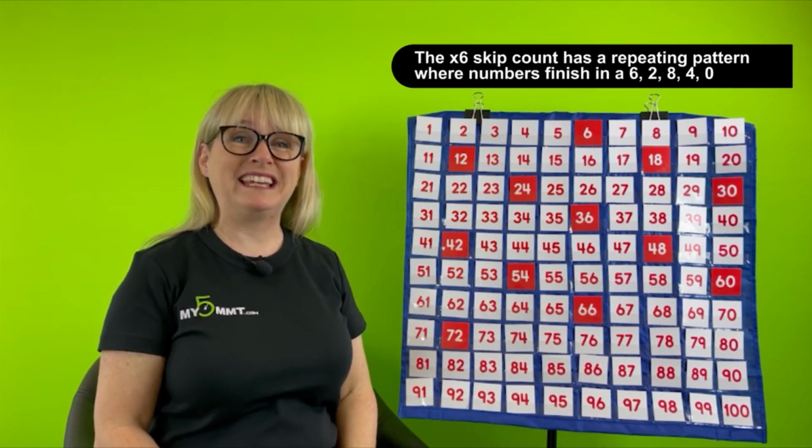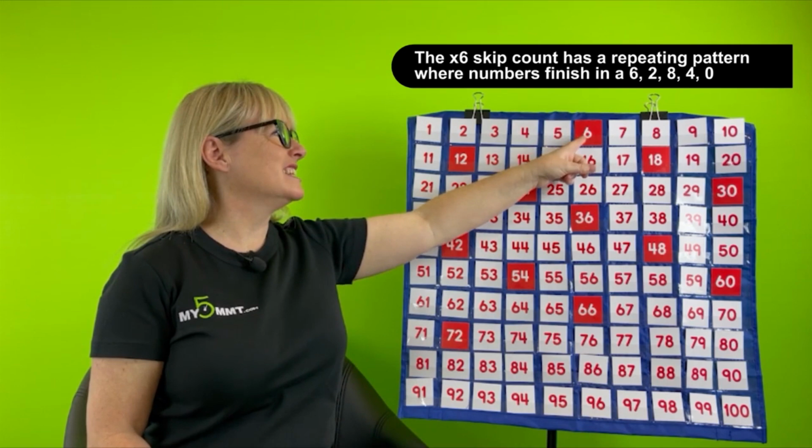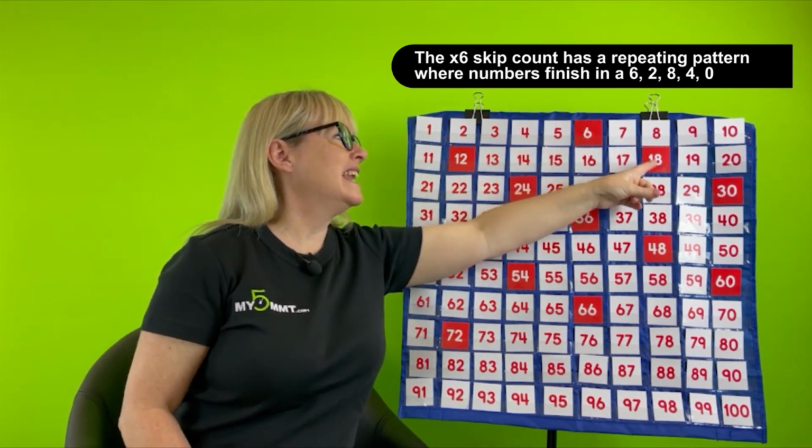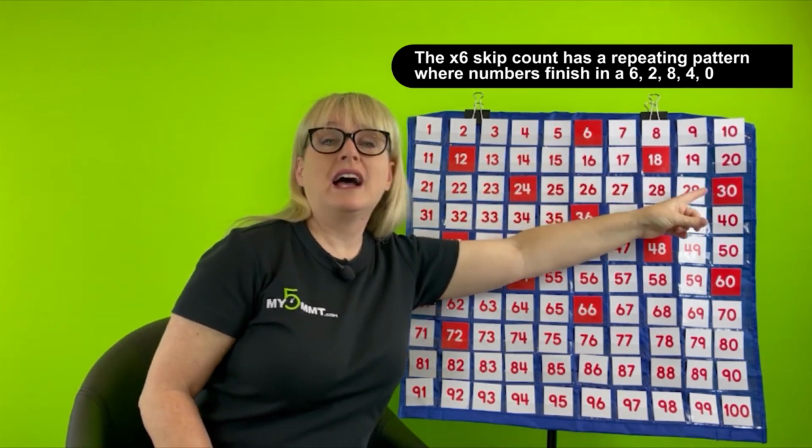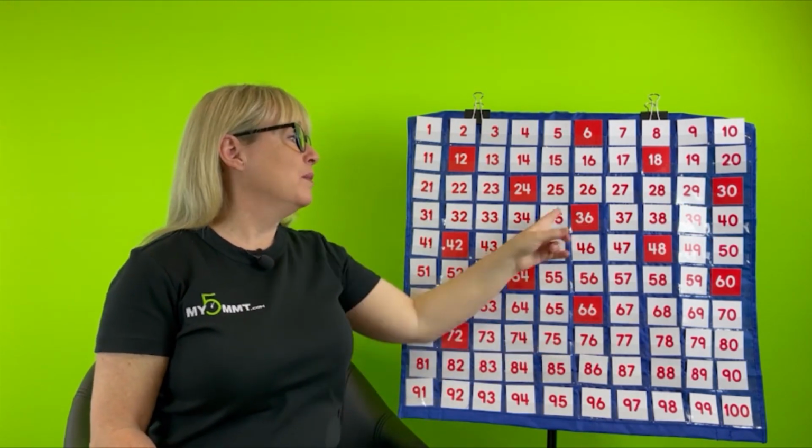It's actually repeating. We see a number finished in a 6, a 2, an 8, a 4, a rounded 10 or a 0. Then that number actually repeats. We finish in a 6, a 2, an 8, a 4, a rounded 10 or a 0. Then it repeats again, a 6, a 2, and we could work out what the next number would be based on that pattern. So that's an interesting way to practice looking at the times 6 tables.